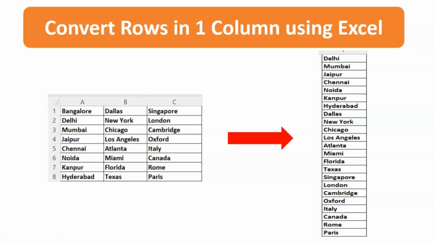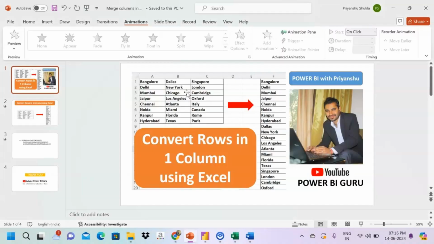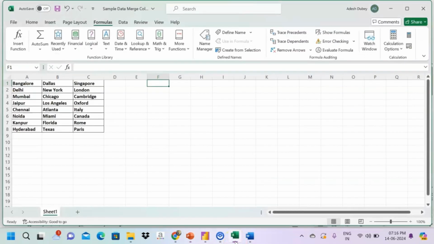There is one formula for this. Here I am showing the formula, but we can see it practically, and I will paste this formula in the description of this video. So let's go to our Excel. We can see this data is available here.